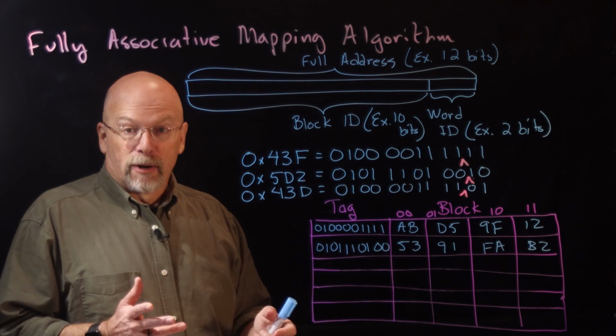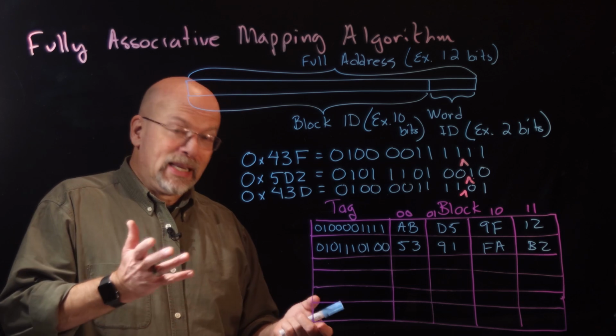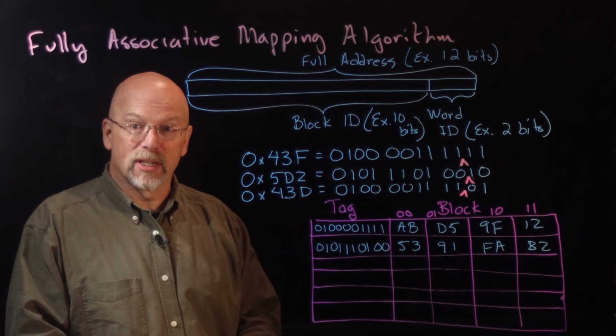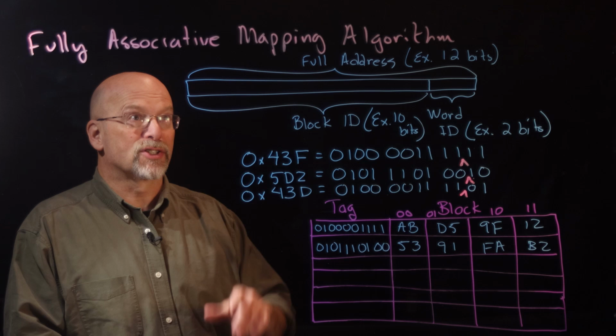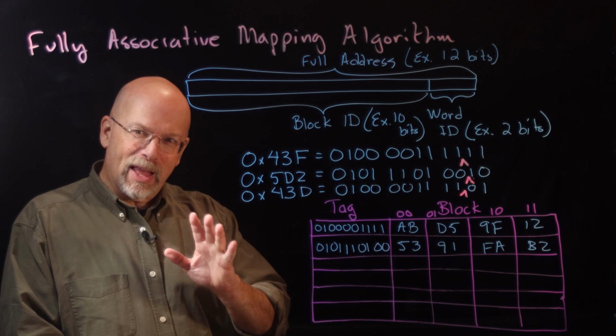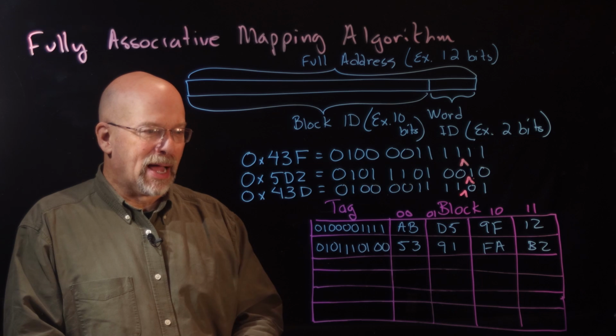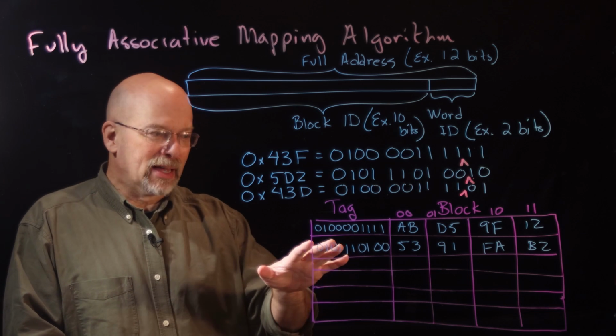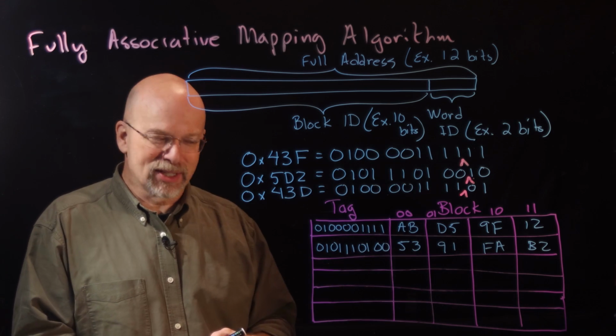All right, so that's really, in essence, how a fully associative cache works. But there are a couple of other things that we need to talk about. And to talk about that, let's go ahead and fill out the rest of this table.